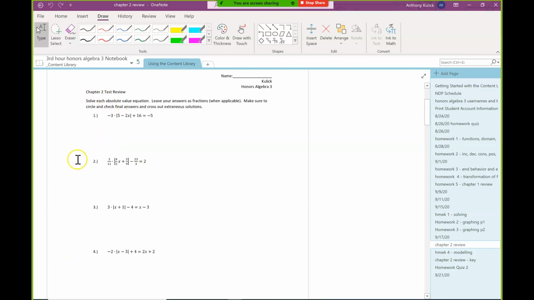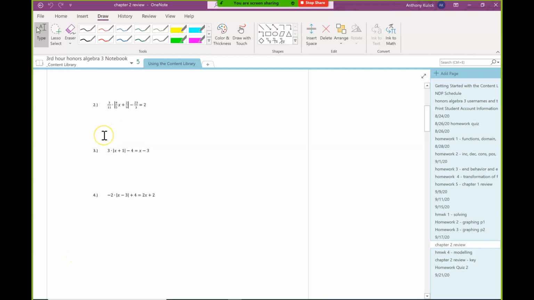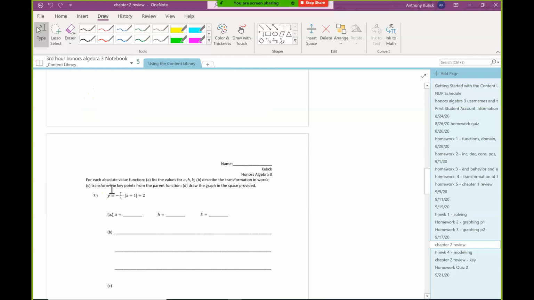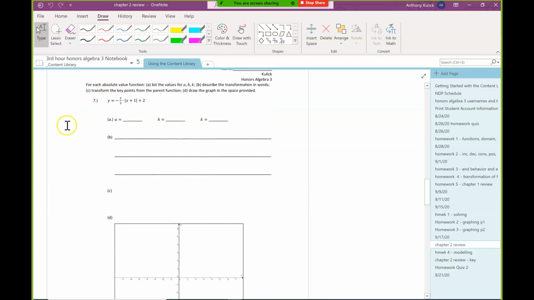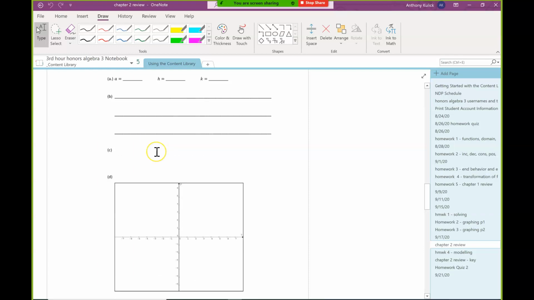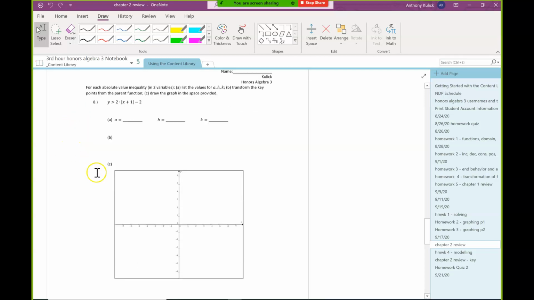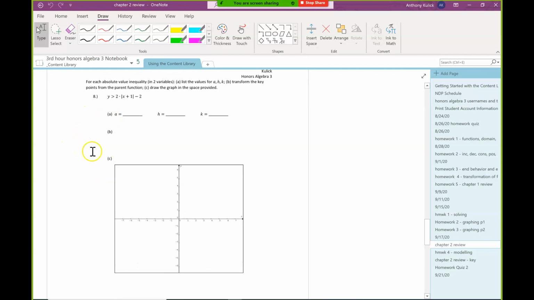So you'll have some solving absolute value equation problems. You'll have some solving absolute value inequality problems. You'll have some graphing absolute value functions where I ask you to do the same stuff. So the question format will look identical, like it'll have the same blanks that I ask you to fill in. Some graphing absolute value inequalities in two variables, like this one. Again, the same exact format.